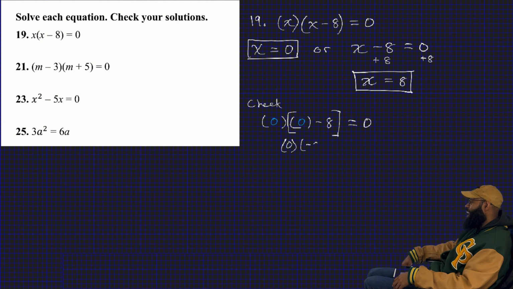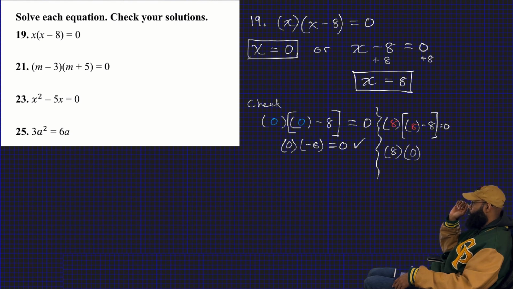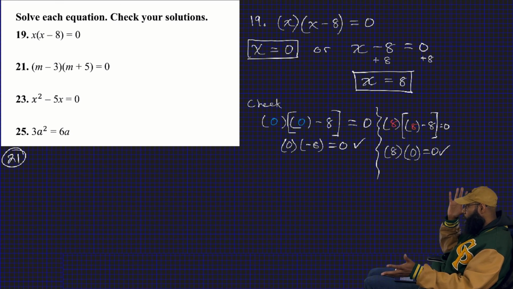So now I'm plugging in to check, right? If X equals 0, there you go, right? 0 times a negative 8 is 0. It checked. Well, in the other, let's say X is actually 8. So I'm going to have 8 times the quantity of 8 minus 8. Plug it in. There we go. 8 times the quantity of 8 minus 8. So now it's 8 times 0. What's 8 times 0? 0.